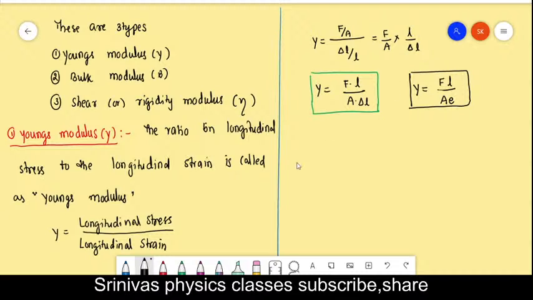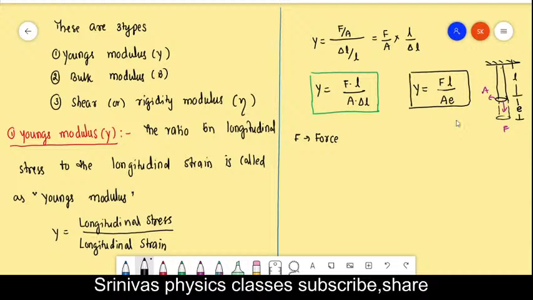In this formula, what is F? F is the force that tries to elongate a wire. For example, this is a rigid support. We are hanging some wire here, and when you apply the force on this area, the wire will be elongated. The wire's original length is L and the increase in length is E.